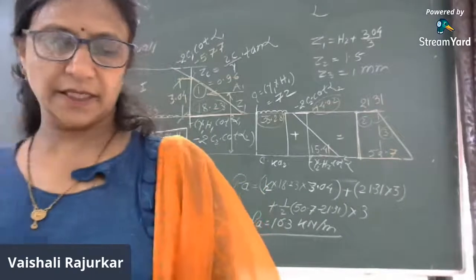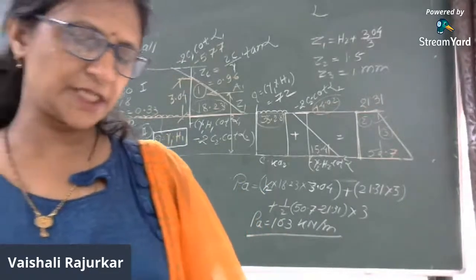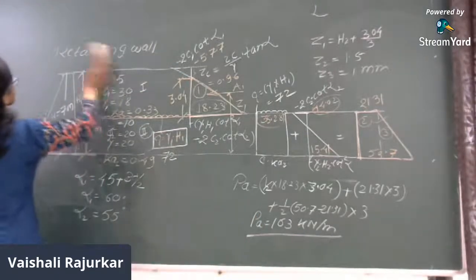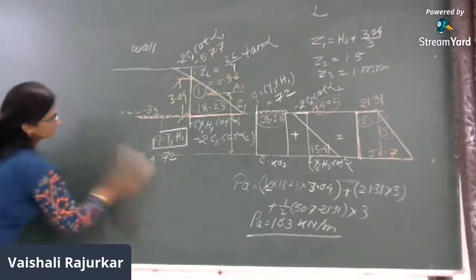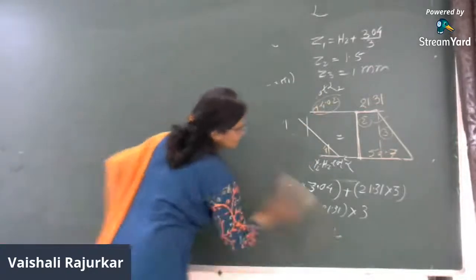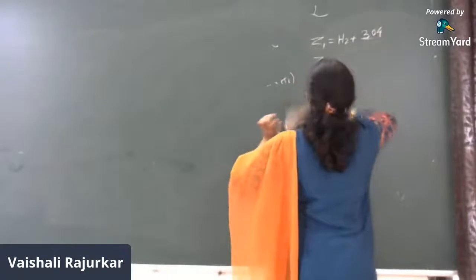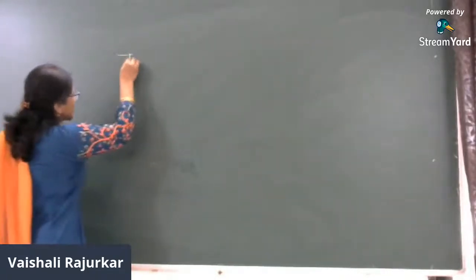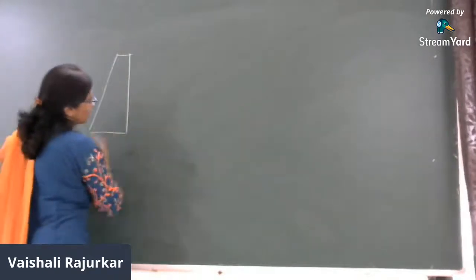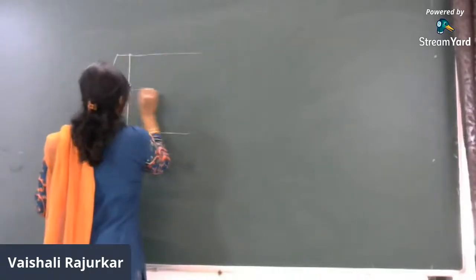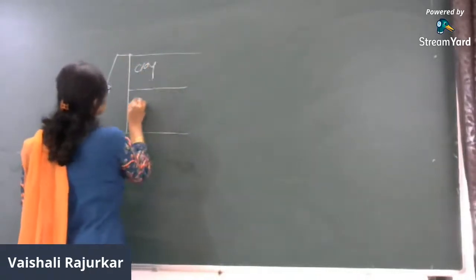Or in between there is a water table, then what will be the changes in the equation? Suppose, now in this case, I will consider a different situation in which there is a water table. I just consider this soil is clay and this soil is sand.